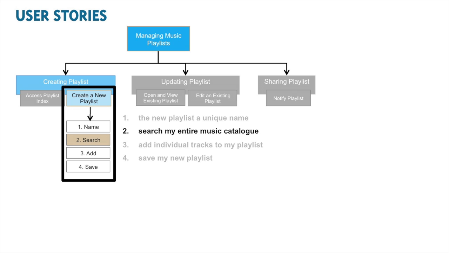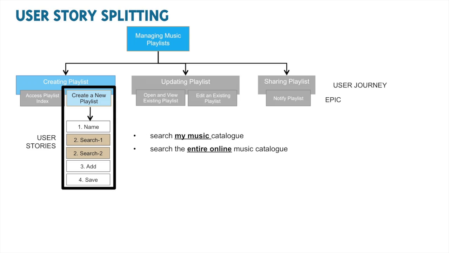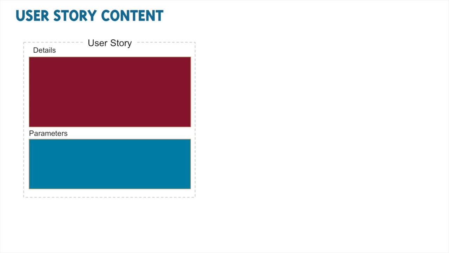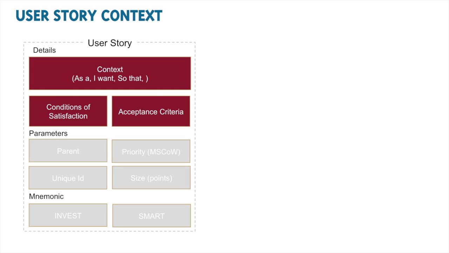Should the team discover it's unable to complete an individual user story within a few days, it can choose to break down the user story into 2 or more smaller user stories. Epics and user stories contain the same 2 core elements. The details section consists of a context statement, conditions of satisfaction, acceptance criteria.